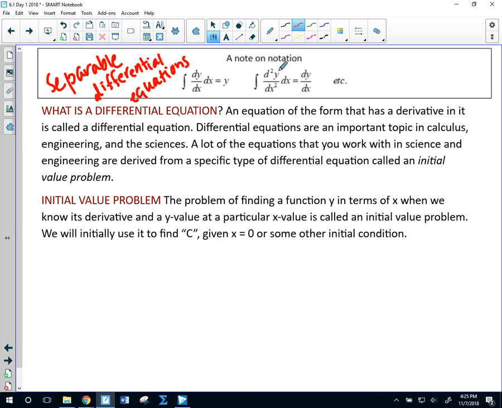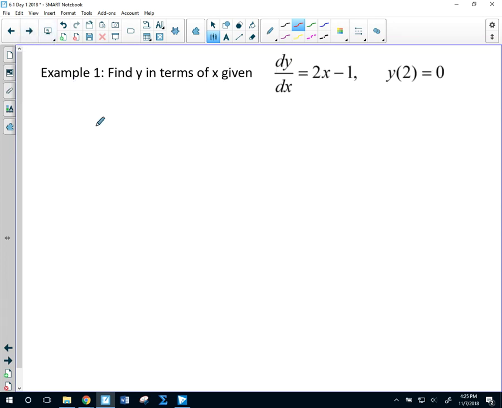Couple of things to notice at the top. There's a couple of different notations that you might see. Come back and look at them if you need to. All right, so here's our first differential equation or initial value problem.